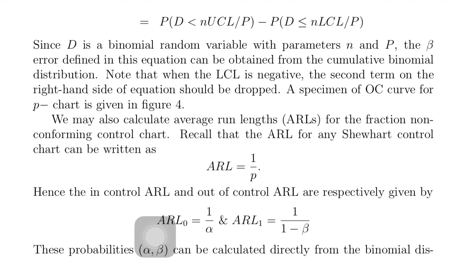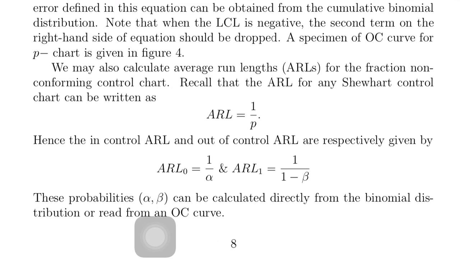Okay, and what will be the ARL when the process is really in control, and what will be the ARL when the process is really out of control? They are clearly ARL naught, that is the average run length when the process is really in control, and ARL 1, which stands for the average run length when the process is really out of control. ARL naught and ARL 1 are respectively equal to 1 by alpha and 1 by 1 minus beta.